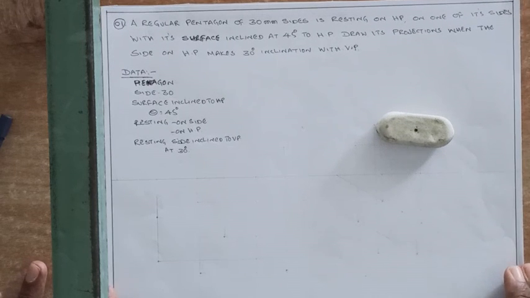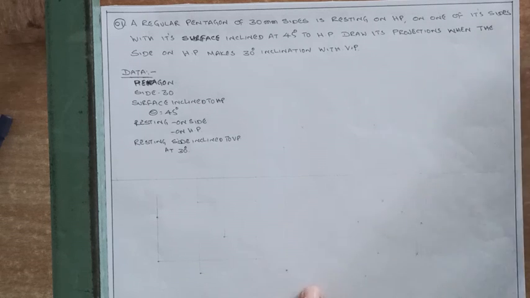So now here we are going to practice another problem, that is a regular pentagon of 30 mm sides resting on HP on one of its sides with its surface inclined at 45 degrees to HP. Draw its projections when the side on HP makes 30 degrees inclination with VP. That means this problem is on plane surfaces inclined to both HP and VP.